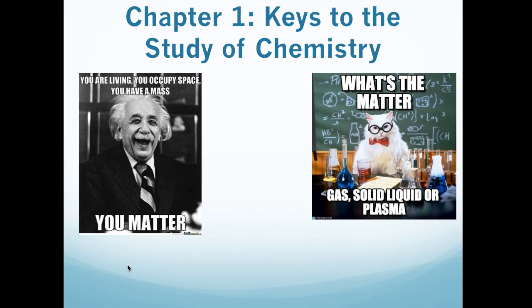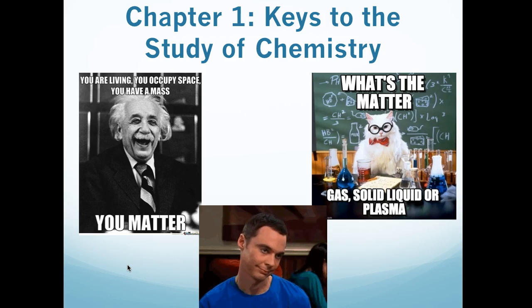I would also go ahead and write down notes just like you were taking notes in class, and also make note of any questions you have. So you can ask either in class, or you can go ahead and send me an email or send me a message through Remind. So chapter one deals with keys to the study of chemistry.